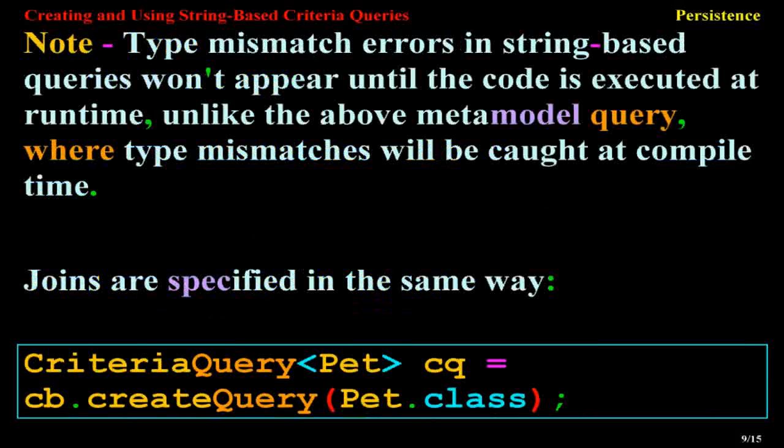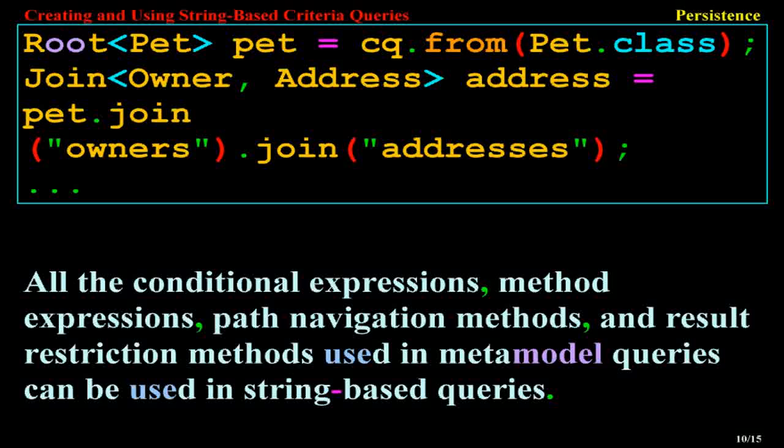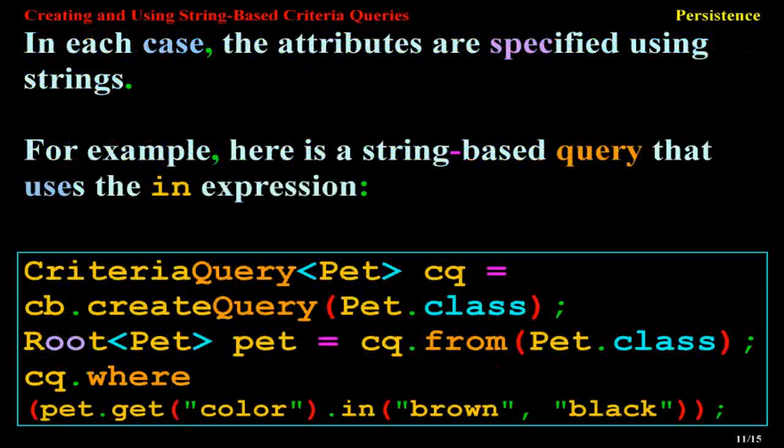Joins are specified in the same way. CriteriaQuery<Pet> cq = cb.createQuery(Pet.class); Root<Pet> pet = cq.from(Pet.class); Join<Pet, Owner> owner = pet.join("owners"); Join<Owner, Address> address = owner.join("addresses"); All the conditional expressions, method expressions, path navigation methods, and result restriction methods used in metamodel queries can be used in string-based queries.